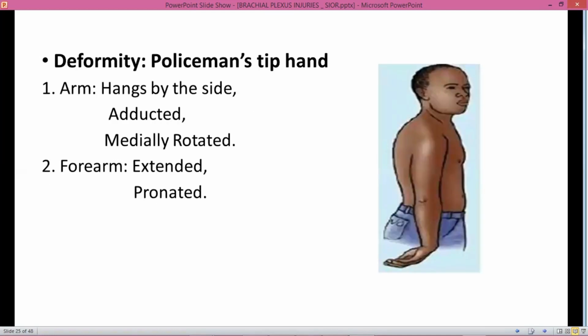Now, why is it called a policeman's tip hand? Because the arm hangs by the side, the shoulder is adducted and medially rotated, and the forearm is extended and pronated.